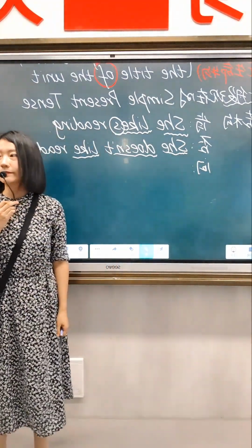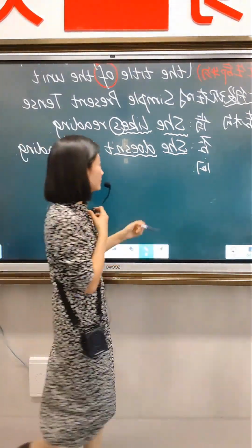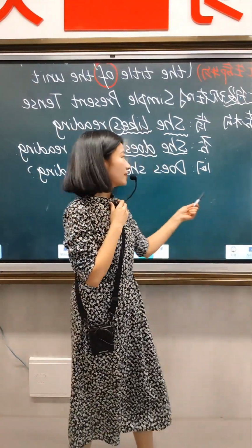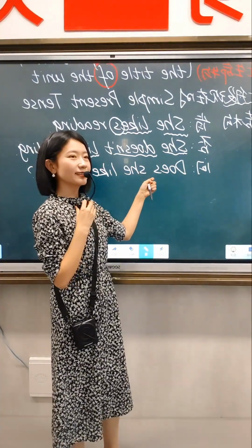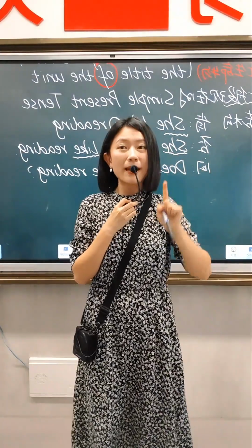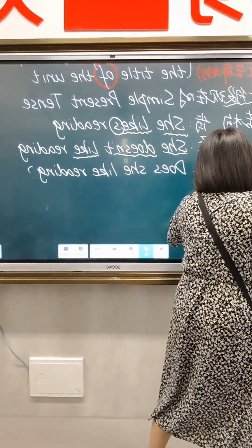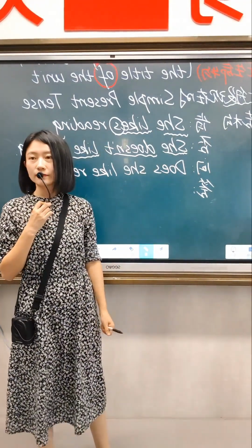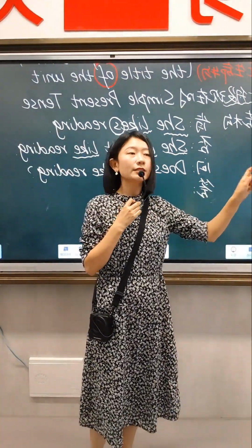How can we form the question? Does she like reading? So how can we form the question? First, the helping verb. Very good. And then subject and verb. And the base form of the verb. And then the rest, right? Now, let's think about the answers. How to answer this question? Yes, she does, or no, she doesn't.